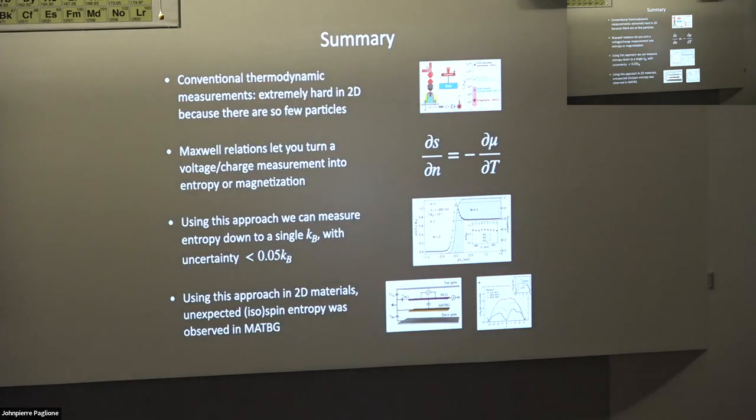Okay, and over time, let me just wrap up. I tried to show you that conventional thermodynamic measurements are very hard, not impossible, but very hard. The Maxwell relations provide you a useful technique for carrying this out in any 2D material. And so I showed you an approach in 0D and an approach in 2D. And I thank you for your attention.